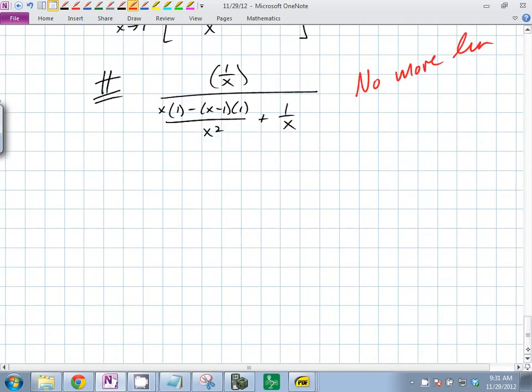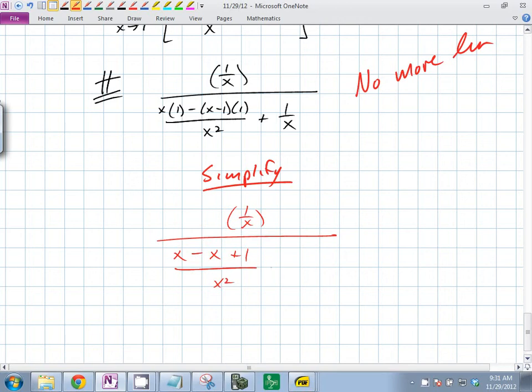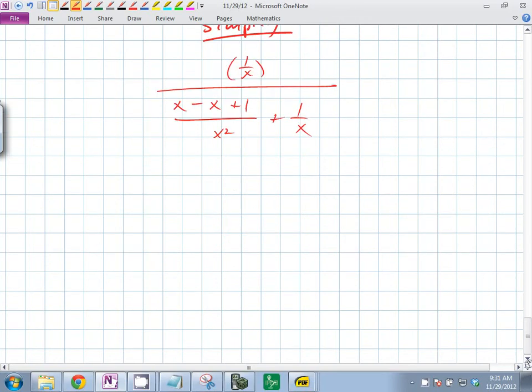Simplify. Let's simplify this sucker. So what do we end up with? We end up with 1 over x over, what do we need? You have x plus 1 over x. You have x minus, look what happened, x minus x plus 1 all over what? Plus 1 over x. So what does that become? 1 over x all over x plus 1 over x.